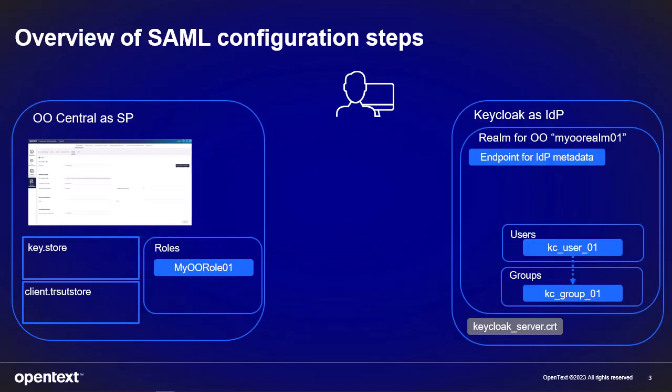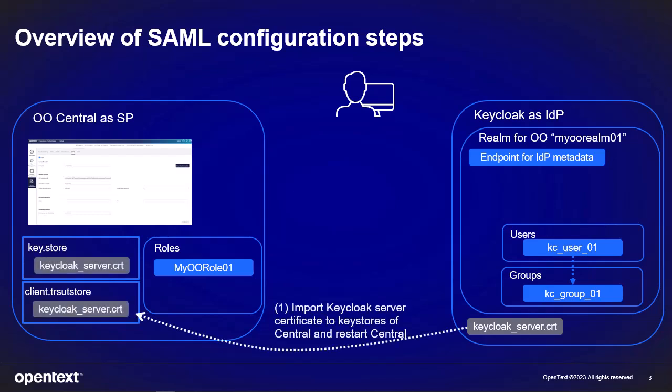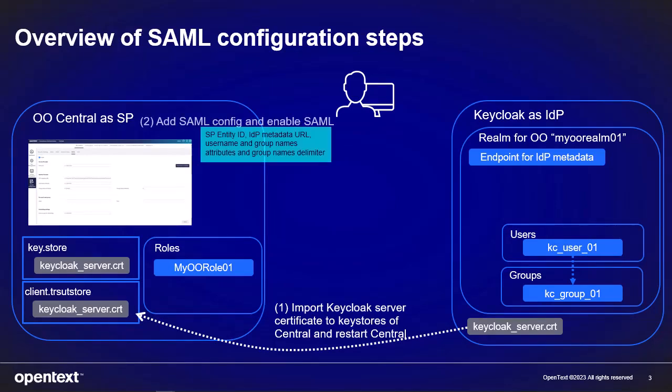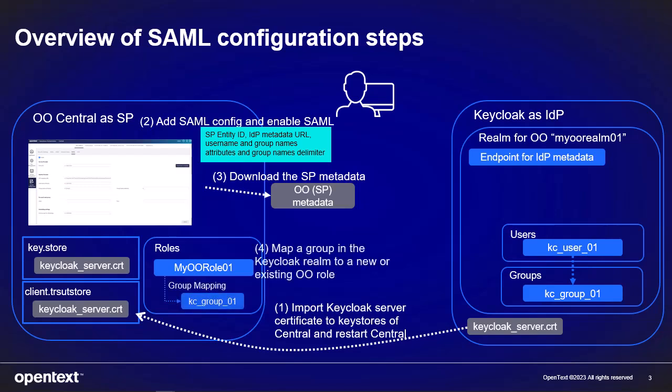The next section outlines the SAML configuration procedure. To begin, import Keycloak server certificates into Central's 2 key stores and restart Central. Next, access the Central UI to configure SAML settings such as the SP entity ID and IDP metadata URL, and enable SAML. After enabling SAML, download the SP metadata from the Central UI.